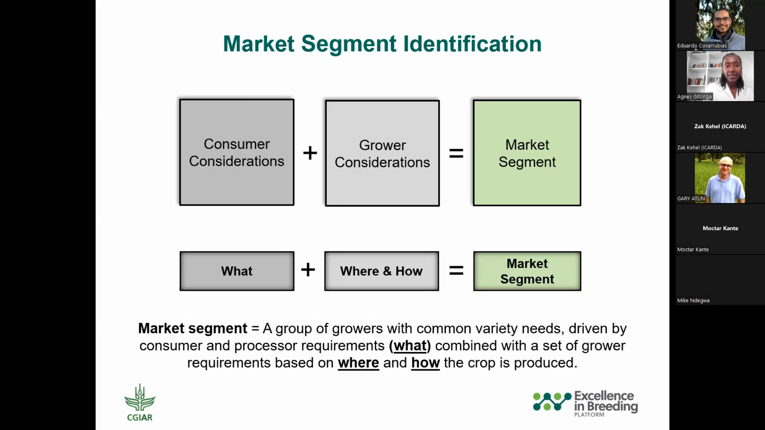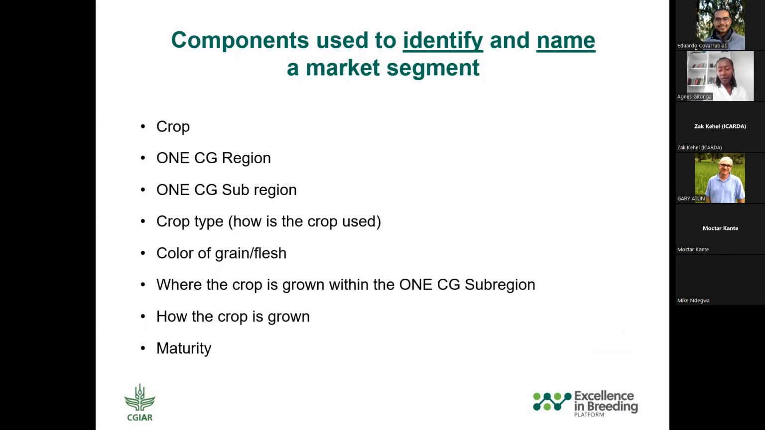Basically, this shows what we've just gone through: the consumer needs consideration, which should also encompass the processor's needs, and the grower's consideration, and this is what gives us a market segment. We looked at 8 components to standardize, because the objective is that whichever market segment, in whichever crop or center or region, there is a consistent way of naming and identifying the market segment. So these are the 8 components that we have come up with.